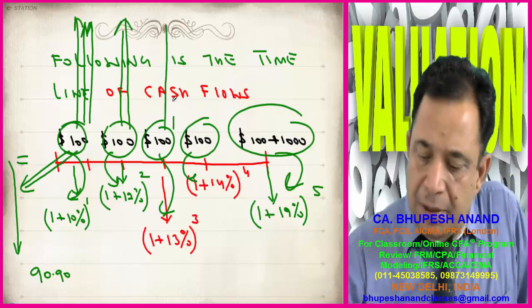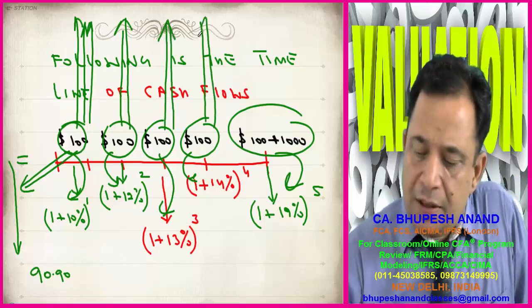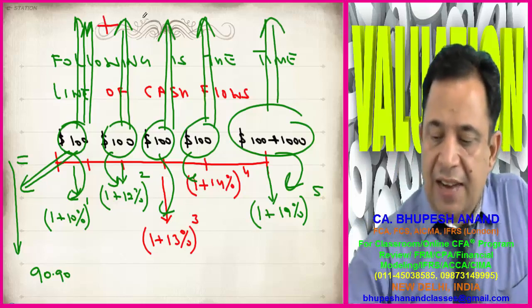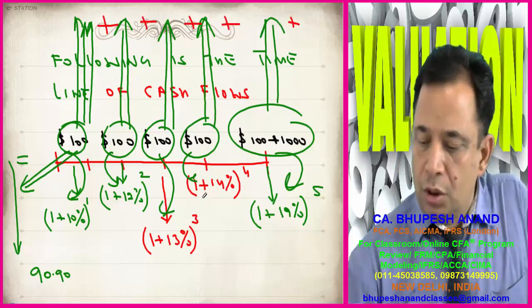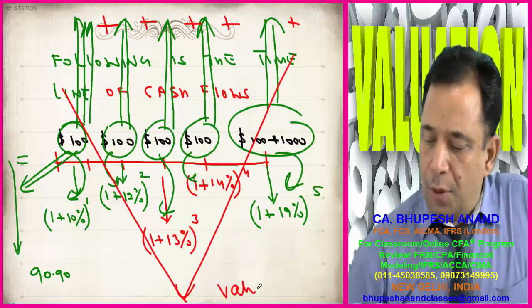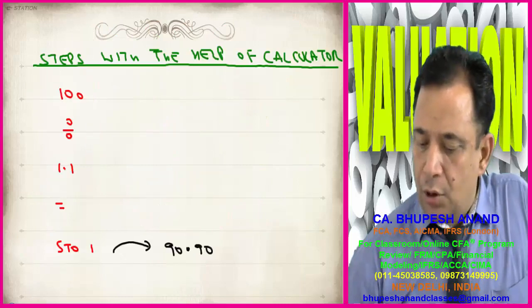Now I will be calculating the present value of this, then the present value of this, then of this, and then of this, and at last I will add all these present values, and the total will be named as the value of a bond. So let us see how with the help of a calculator we can solve it.